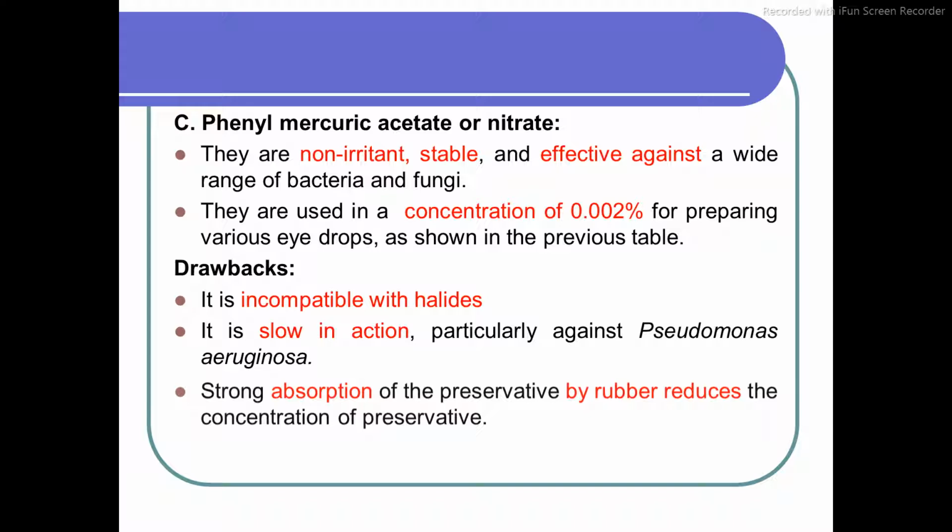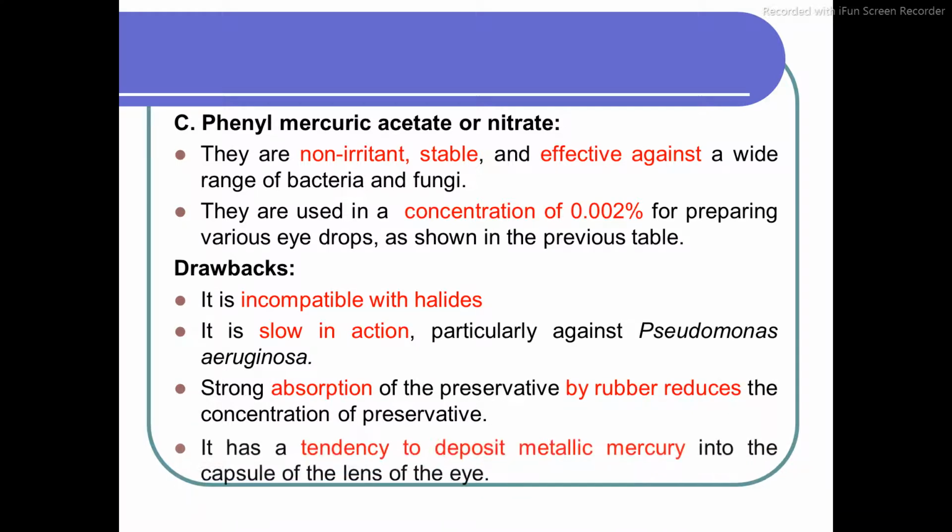Why is there microbial contamination? Because gradually the concentration of preservative goes on decreasing. Why is it decreasing? Because the preservative starts penetrating into the rubber closure. So we have to take care of that. If we are using a rubber closure, then this type of preservative must not be used. It also has a tendency to deposit metallic mercury into the capsules of the lens of the eyes.